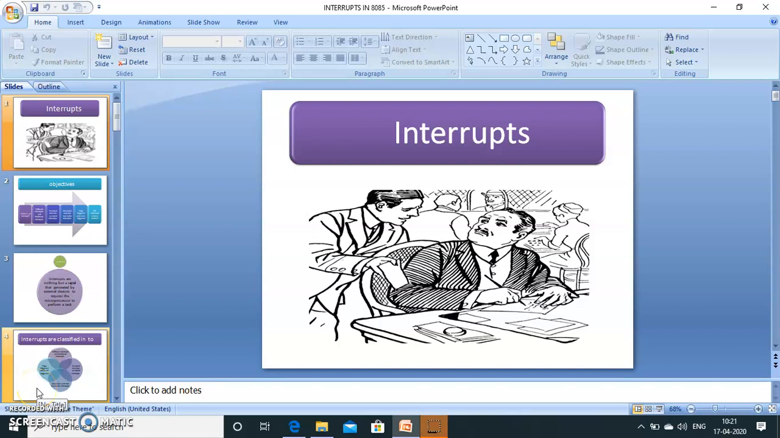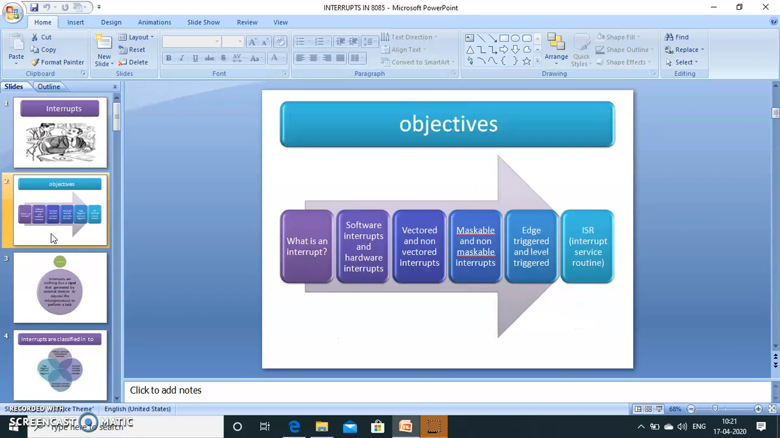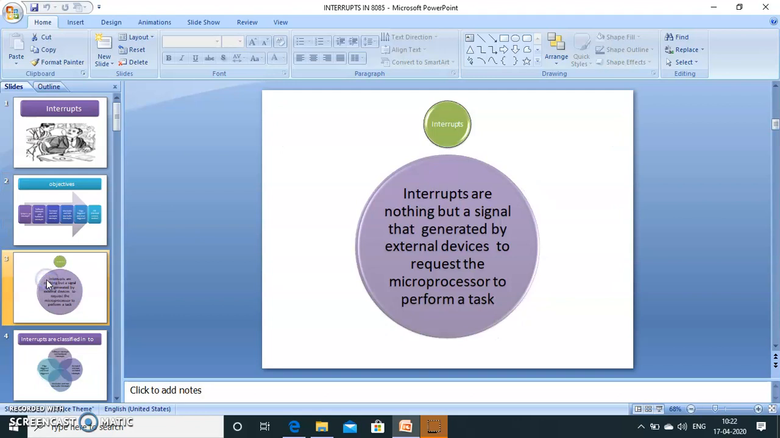In this video, we are going to discuss interrupts. In this session, we will discuss what an interrupt is, the difference between software interrupts and hardware interrupts, and the difference between vectored and non-vectored interrupts. What do we mean by maskable and non-maskable interrupts? And the difference between edge-triggered and level-triggered interrupts, and the ISR, that is, the interrupt service routine.